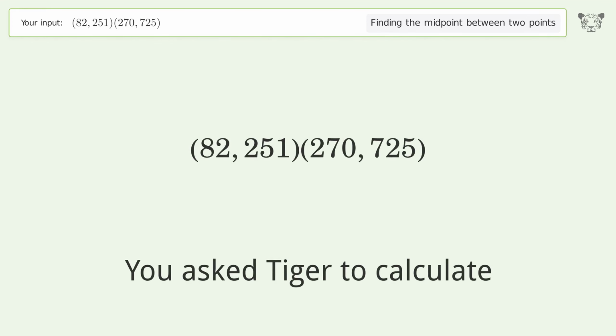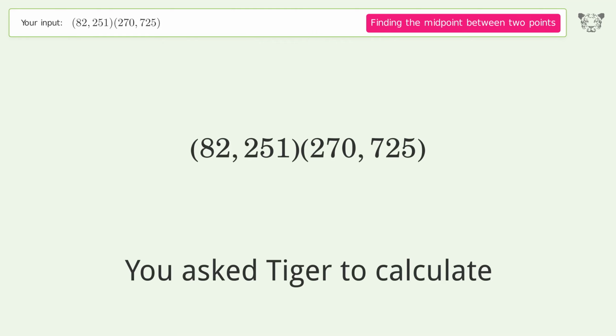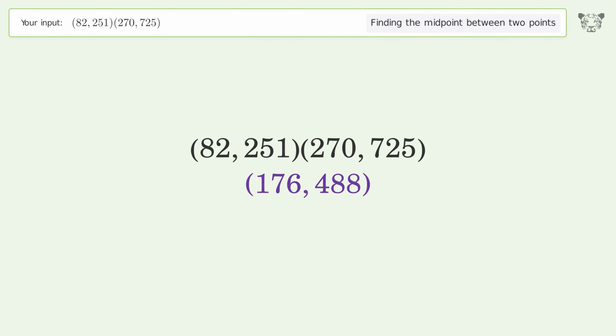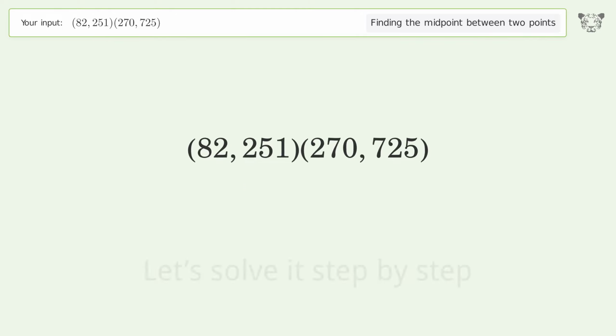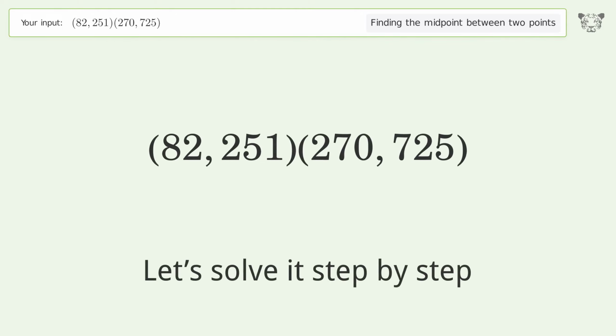You ask Tiger to calculate. This deals with finding the midpoint between 2 points. The midpoint between the 2 points is (176, 488). Let's solve it step by step. Plot the 2 points and calculate the midpoint using the formula.